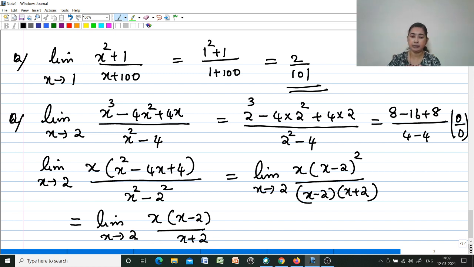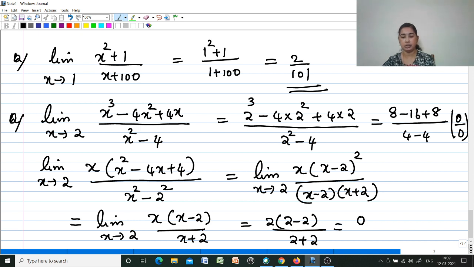Again applying the limit x equal to 2 here, we are getting 2 into (2 minus 2) divided by (2 plus 2), that's equal to 0 by 4. It is not an indeterminate form or infinity form. It is having the answer 0 by 4, which means it is equal to 0.